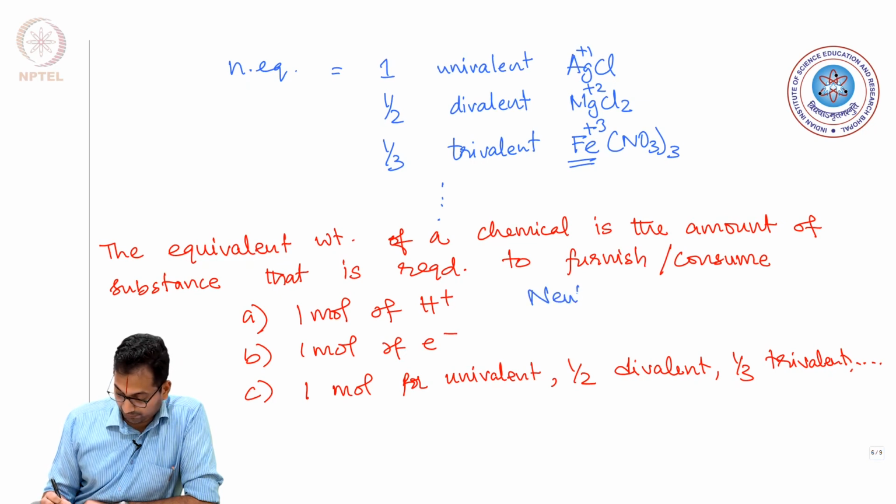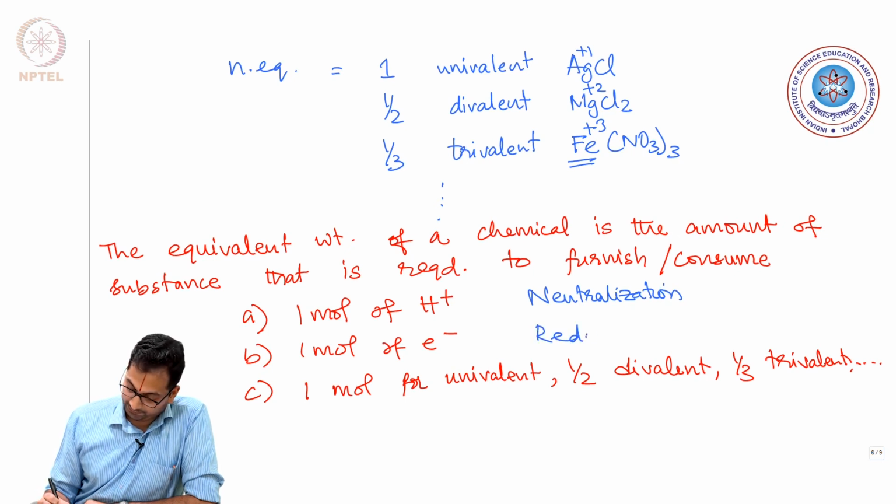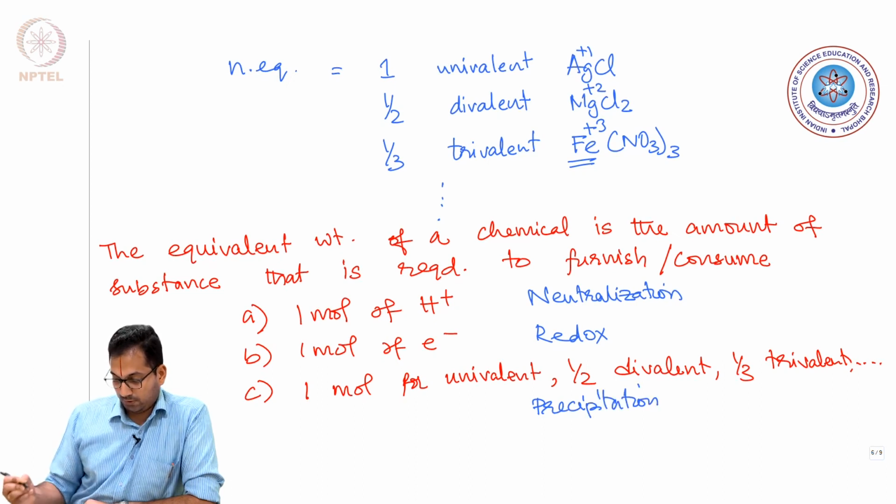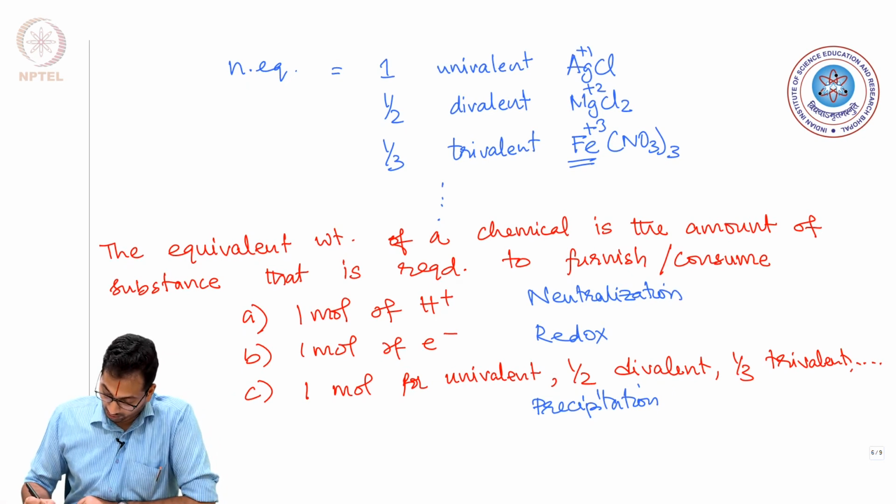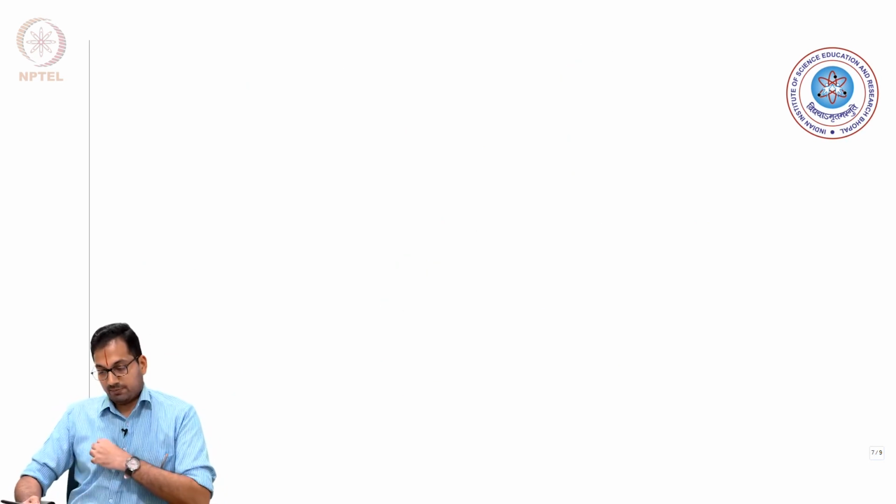So, this is a neutralization reaction, while this is a redox reaction. The last case is a precipitation reaction. Okay, so why don't we solve some examples?